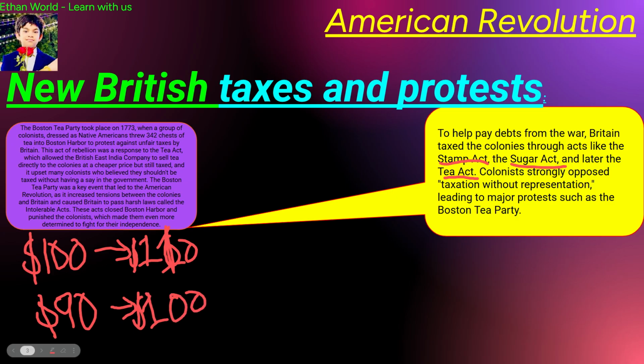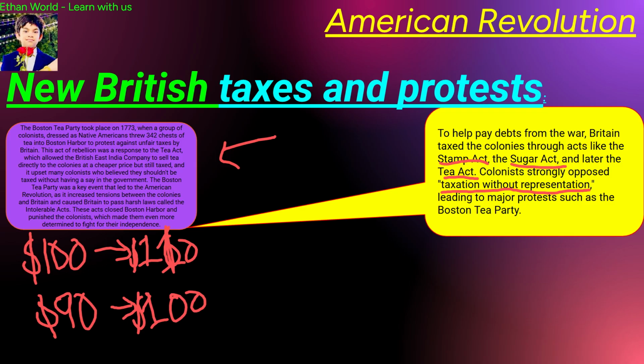It's a cheaper price, but colonists believed that they shouldn't be taxed without having a say in government, which meant taxation without representation. They don't want to pay taxes without being represented in the actual government. But we'll talk about that later. Let's keep reading in the purple box.